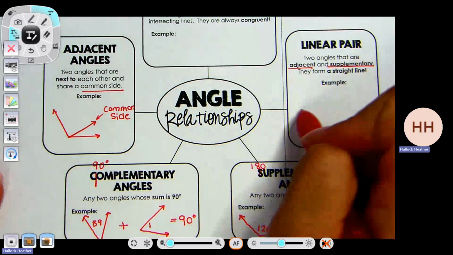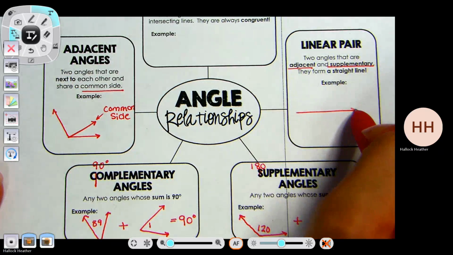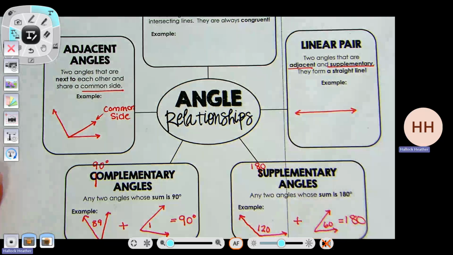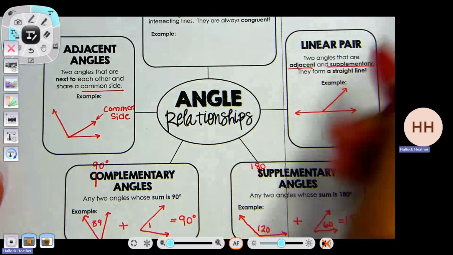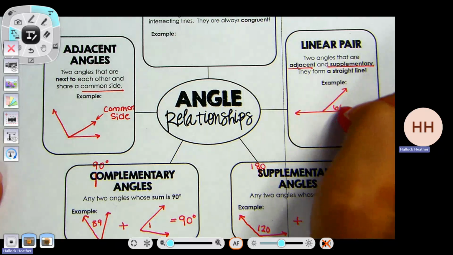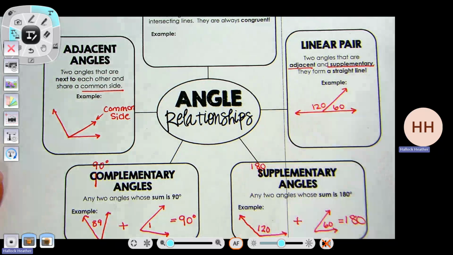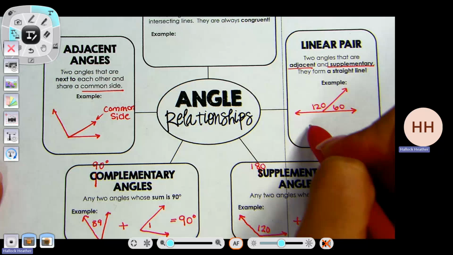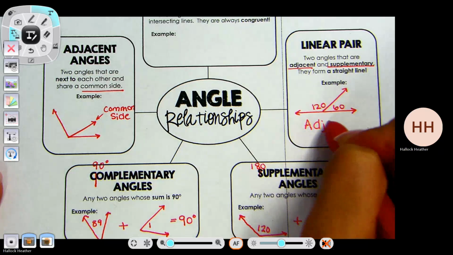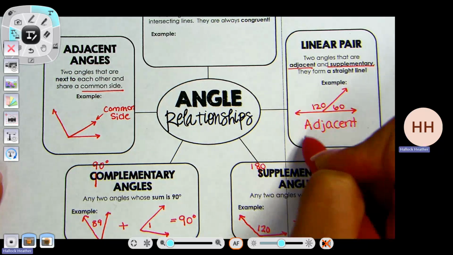So we're going to draw a straight line, and I'm going to draw one ray. I'm not going to go straight up like perpendicular. I want one to be obtuse and one to be acute. And I'll use the same numbers as before. I'll say this is 60 and this is 120. So they are still supplementary, but they are also adjacent. Linear pairs are adjacent. They are also supplementary.